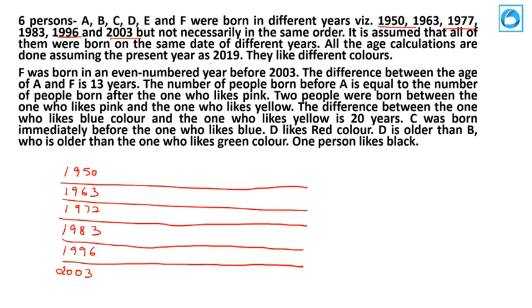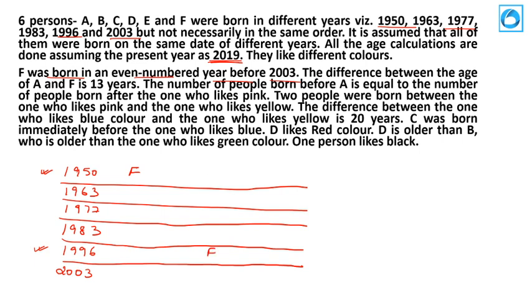Okay, so the present age is as on 2019, so we have to calculate as per 2019. Now F was born in an even numbered year before 2003, right? Everything here is before 2003, so he can be born either in 1996 or in 1950, because that is an even numbered year. We are not talking about even age here, right? So even numbered year, so F can be here or F can be here, right?